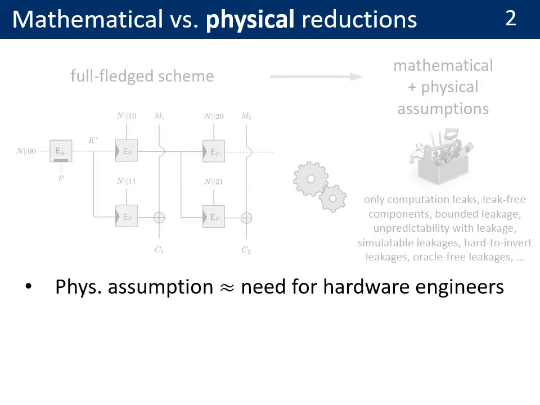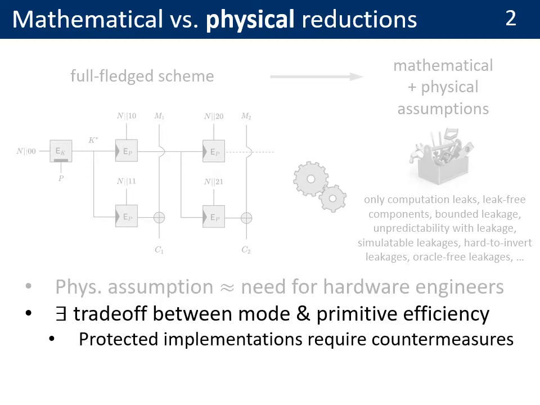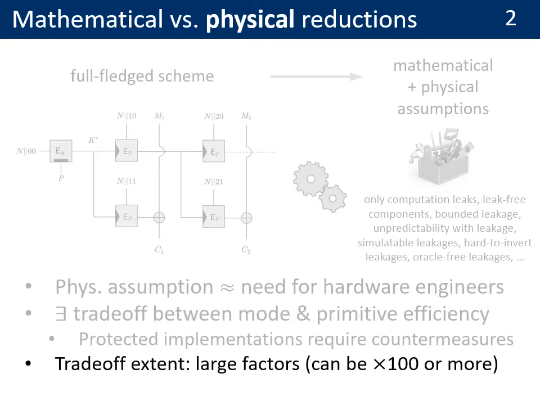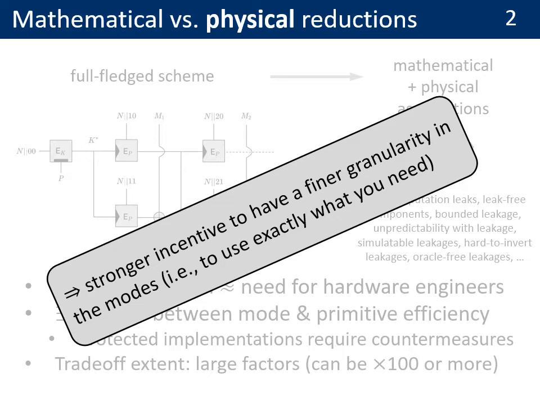For the rest, a physical assumption is again a specification of requirements that implementations must satisfy, and therefore we have again a trade-off between the efficiency of the modes and the efficiency of the primitives. Typically, protected implementations will require expensive countermeasures. The important point here is that the extent of the trade-off will be much larger. Performances of protected implementations can decrease by factors up to ×100. Therefore, we have a stronger incentive to have a finer granularity in the modes and to use exactly what you need. For example, if you need to prevent leakage in encryption only, you could design a more efficient mode than if you also need to prevent leakage in decryption.